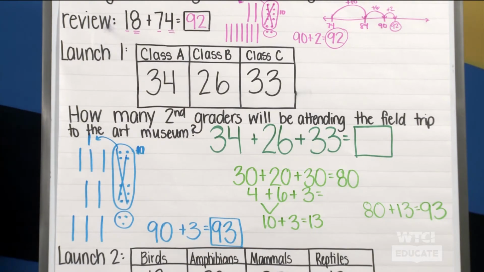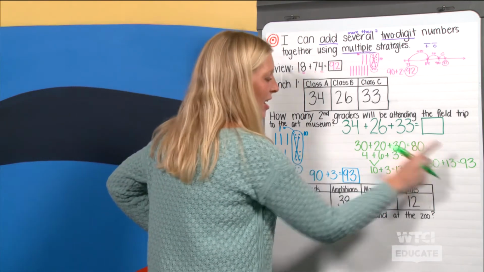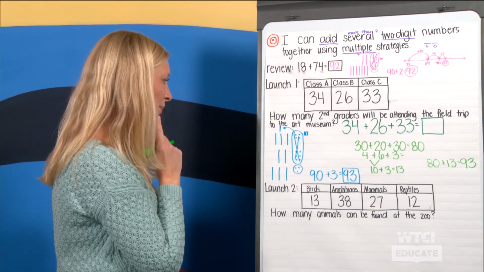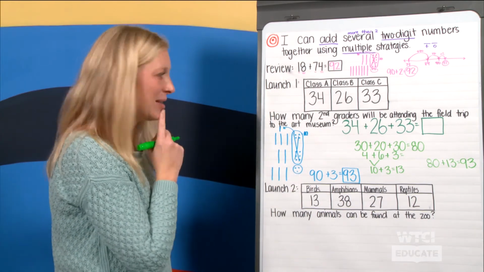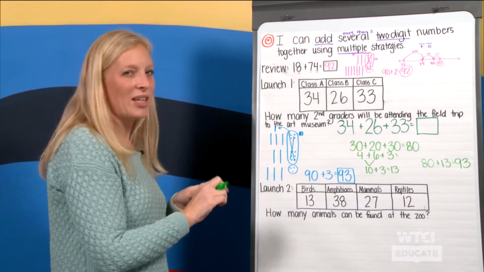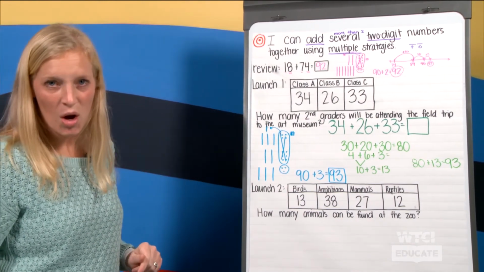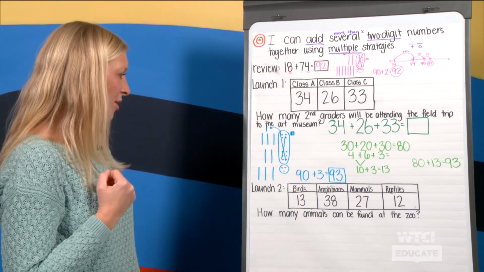And what did you notice about those two strategies? They have the same sum. What else do you notice about those two? We grouped them to make a 10. What else? Our 10s and our 1s were separated. Let's see if we can do the same thing. We're adding 4 two-digit numbers together.